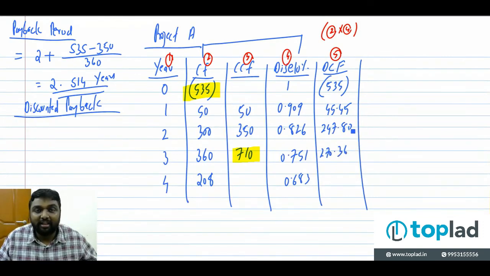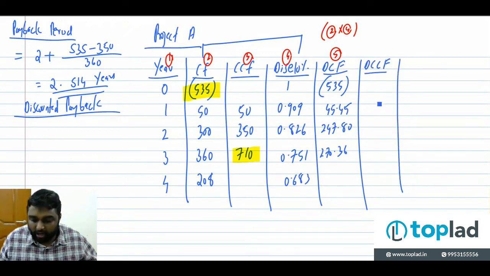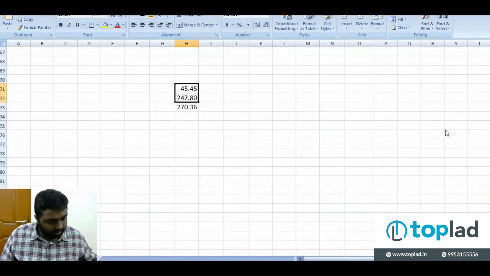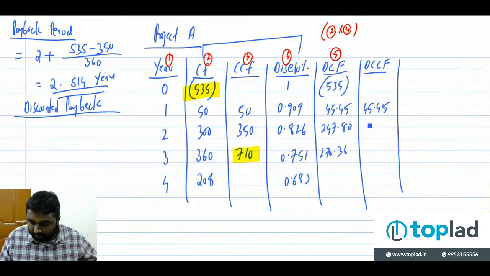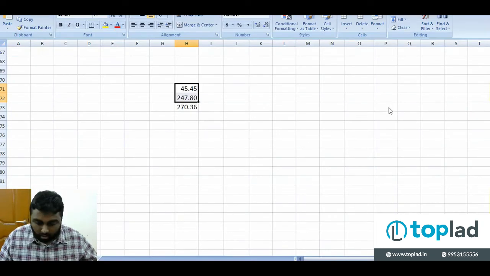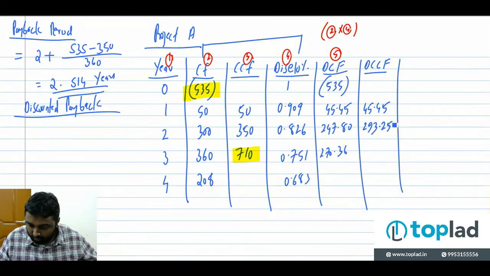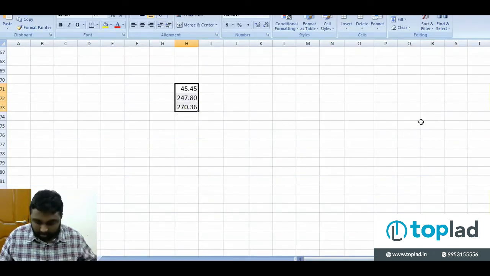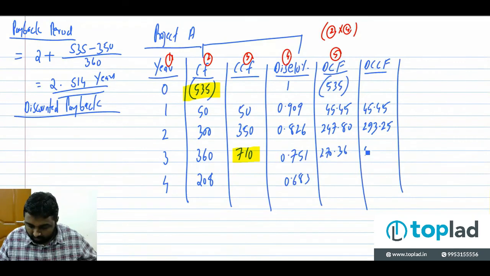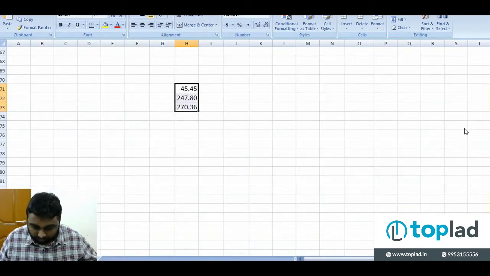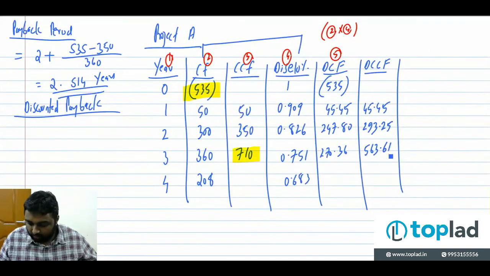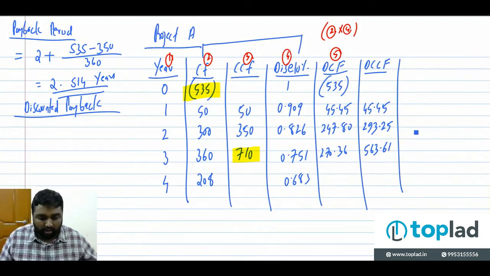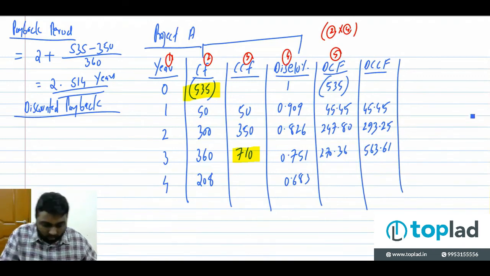See how interesting. We know for discounted payback we have to find the discounted cumulative cash flow. We have to add for each year. So 293.25. Again, if you add, 563.61. So we have reached it. It is between the second and third year.